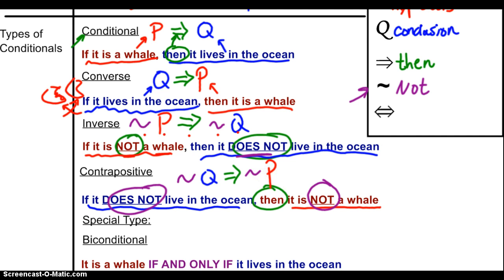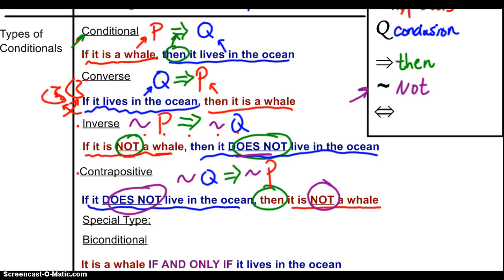So again, we've got our conditional. We've got our converse that switches the hypothesis and the conclusion. We've got our inverse that negates, or puts a not in front of, the hypothesis and the conclusion. We've got the contrapositive that does both. It switches and it puts the not in front.